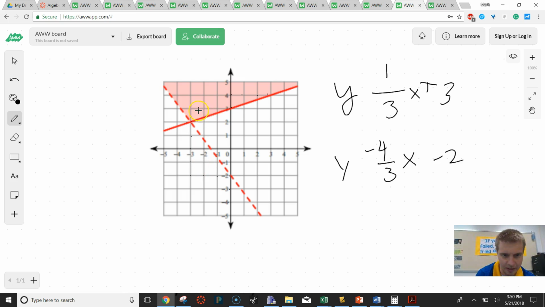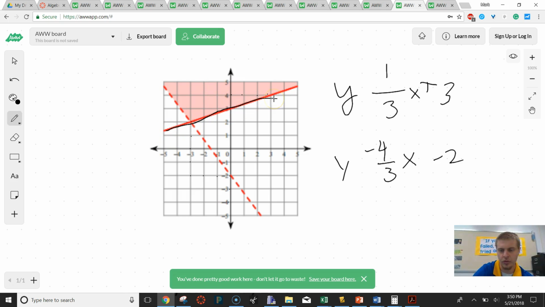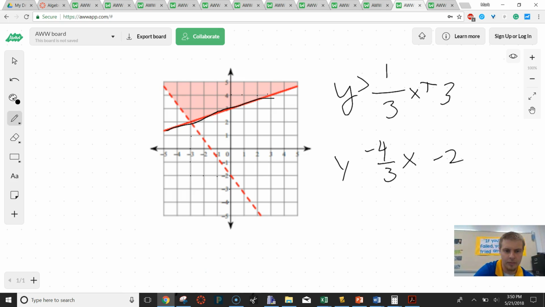Now we just have to figure out what sign that is. Well, see, this is above this line right here. So above is greater than, and because the line is solid, that is equal to. And this line, because it's dotted, it looks like it's still above this dotted line, so it's greater than, but it wouldn't be equal to, because the line itself isn't solid. So yeah, it wouldn't be equal to. Try the last one.